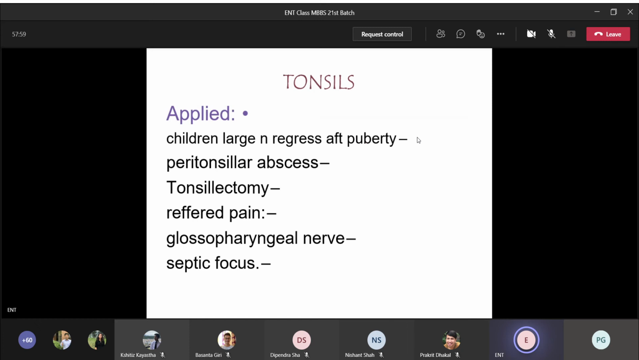And if the patient has a recurrent infection of the tonsil, then we can go for tonsillectomy. Sometimes there may be referred pain to the ear also from the tonsillitis. Or if there is an irritation in the glossopharyngeal nerve, then it can lead to Eagle syndrome. And another is the septic focus, which causes septicemia also.